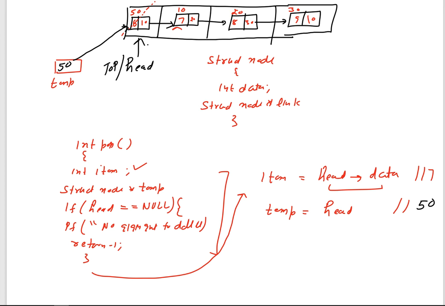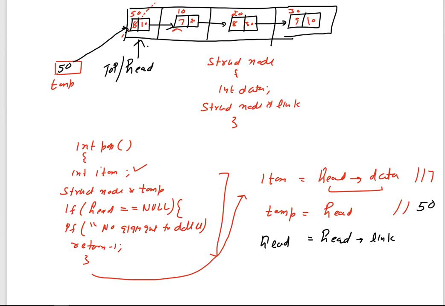Then we can say head equals head of link. What is the head of link? That is 10. So this 10 we can put inside the head. So now the new head is pointing where? It is pointing to this particular 10th position. This is the memory location 10. So it is pointing here.